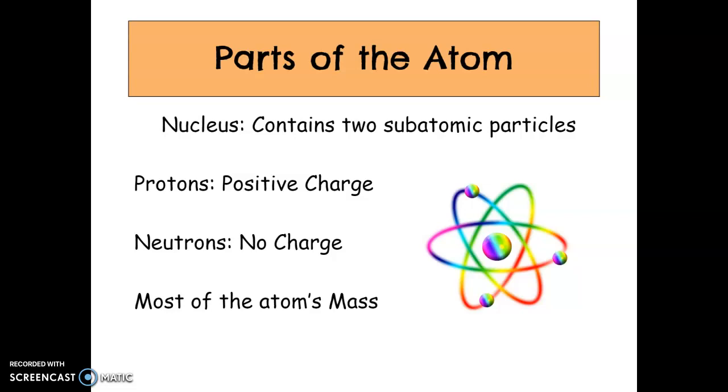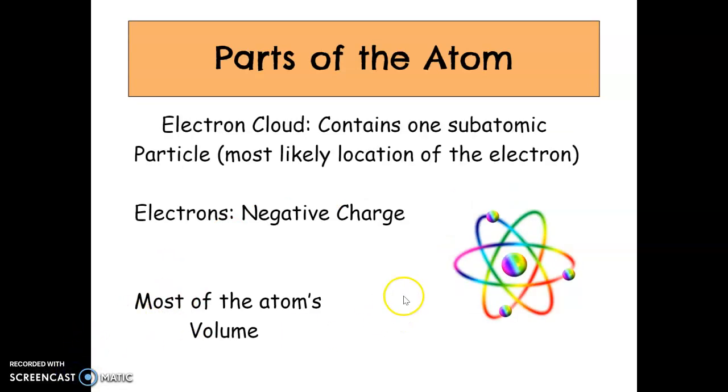Now, because the nucleus contains protons, which are positive, and neutrons, which don't have a charge, the overall charge of the nucleus is going to be positive. So most of the mass, remember, is in our nucleus with our protons and neutrons, but outside we have our electron cloud. This only contains our electrons, which have a negative charge. So our electrons are negatively charged.